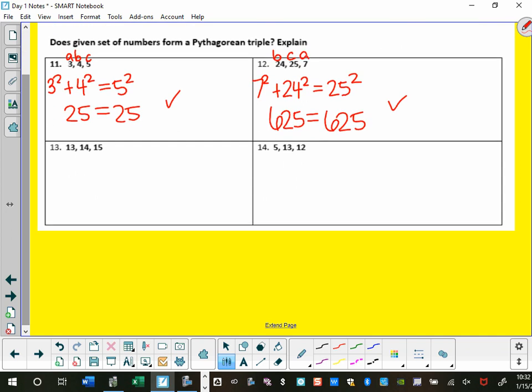13, 14, and 15, which one is my hypotenuse? 15. I'm going to do A and B, just to be consistent. So 13 squared plus 14 squared is equal to 15 squared. We're going to see if this works. What is 13 squared plus 14 squared?